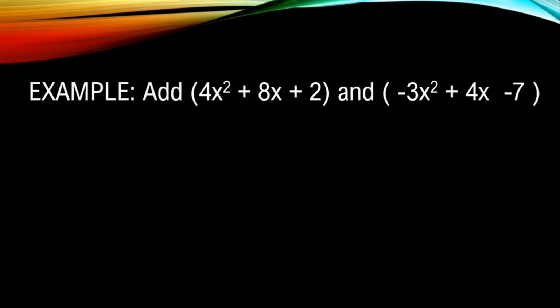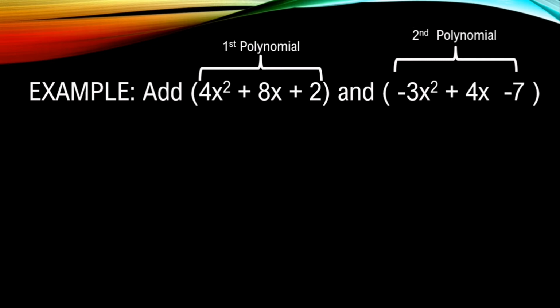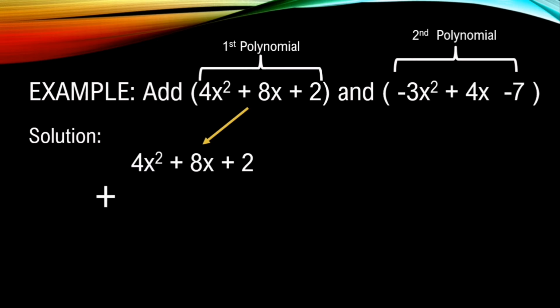So for example, you are asked to add 4x squared plus 8x plus 2 and negative 3x squared plus 4x minus 7. Take note that this polynomial is our first polynomial, and this polynomial is our second polynomial. So we are asked to add the two polynomials. So here's our solution. First, let us copy the first polynomial. So that is 4x squared plus 8x plus 2. Now, since we are asked to add, of course, we will write there the add symbol.